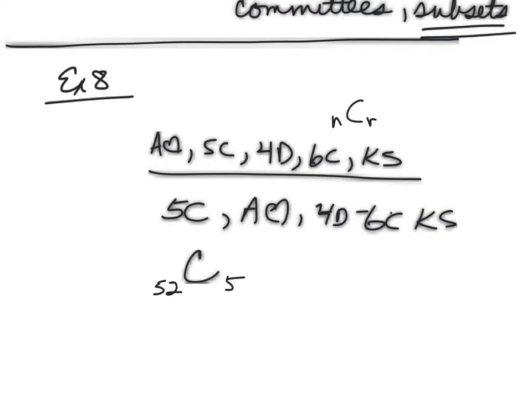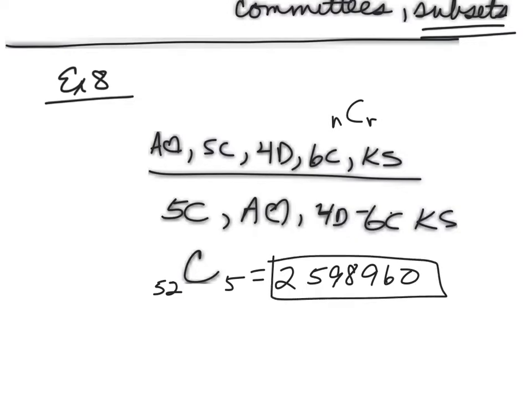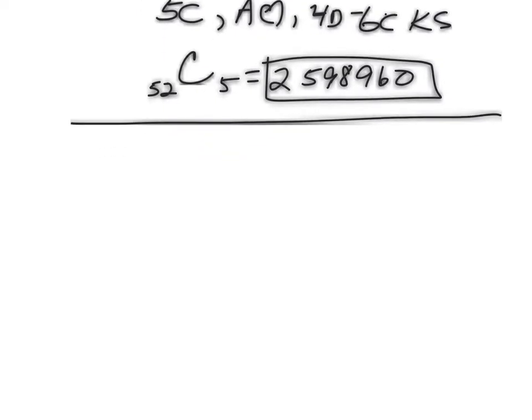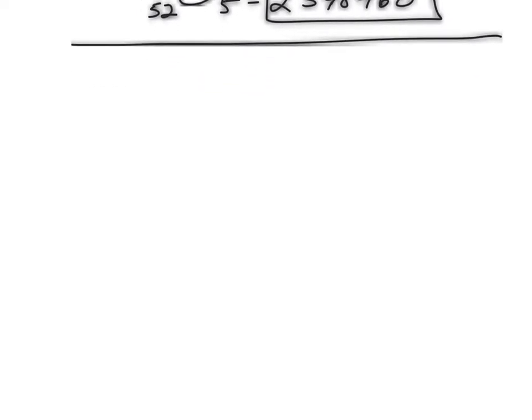Did you get a 52 combination 5 to be 2,598,960 different sets of 5 from a deck of 52? That's why no two games of cards are the same. Because when you deal 5 card hands, there are so many ways that they can happen, you hardly ever get the same hand twice. Okay, that's example 8, where we ended up with a combination.